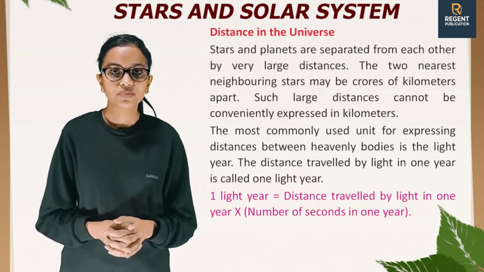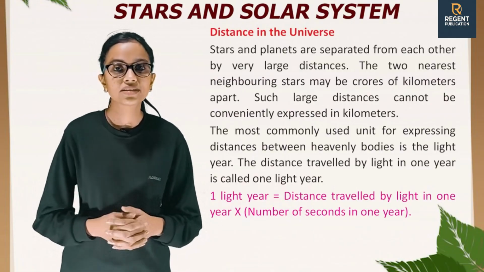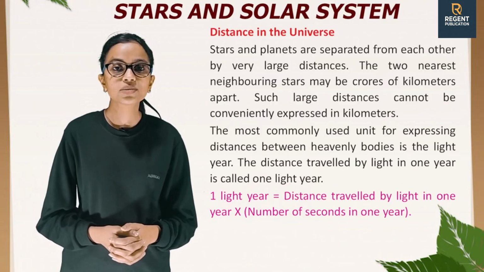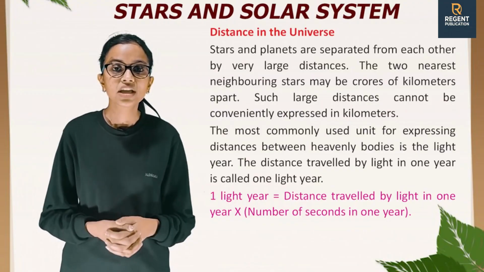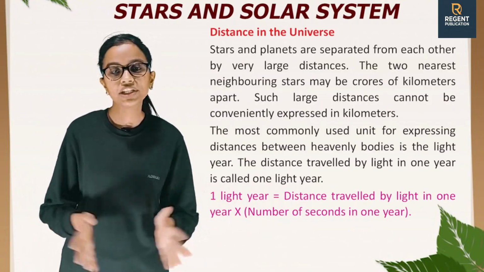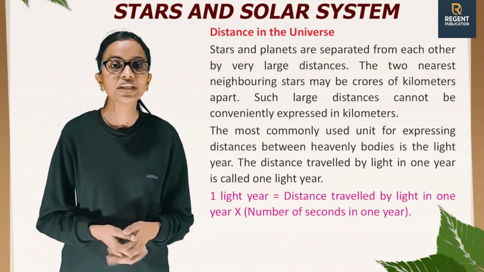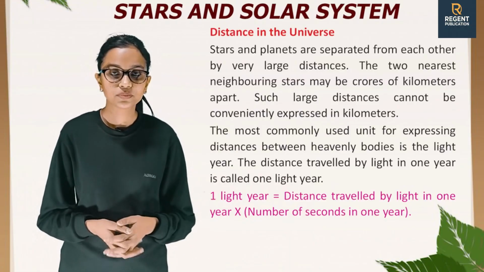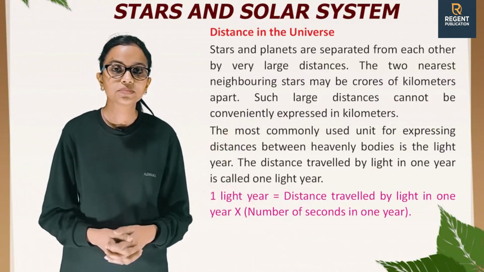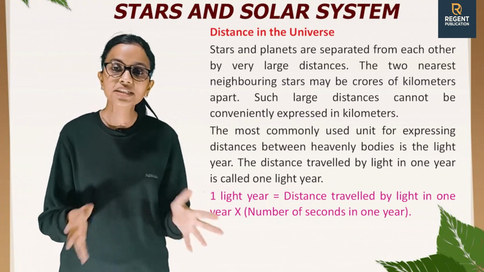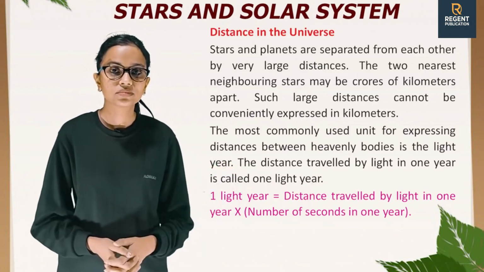Distance in the universe. Stars and planets are separated from each other by very large distances. The two nearest neighboring stars may be crores of kilometers apart. Such large distances cannot be conveniently expressed in kilometers. The most commonly used unit for expressing distances between heavenly bodies is the light year. The distance traveled by light in 1 year is called 1 light year. 1 light year is equal to the speed of light multiplied by the number of seconds in 1 year.